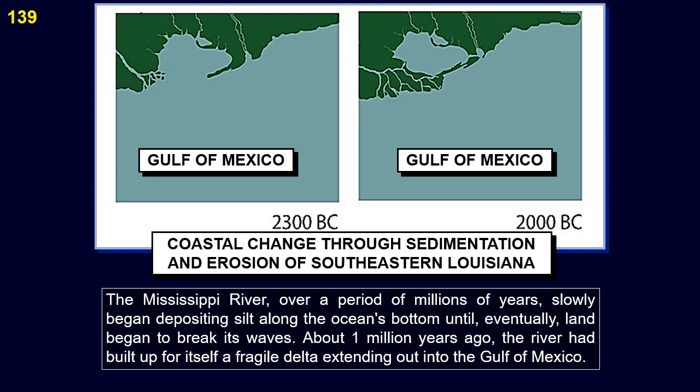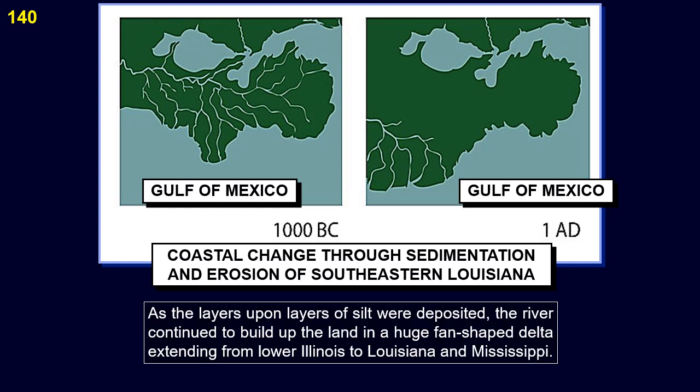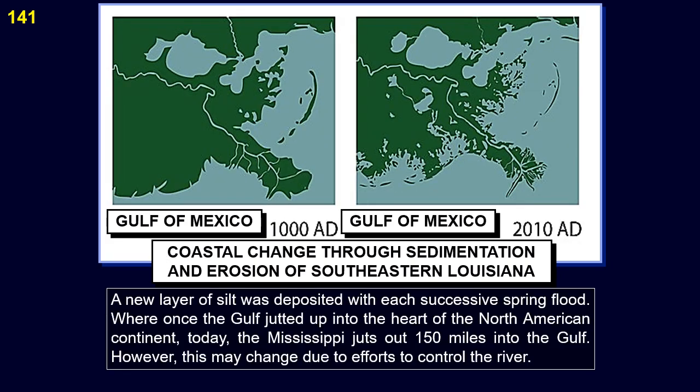About 1 million years ago, the river had built up for itself a fragile delta extending out into the Gulf of Mexico. As the layers upon layers of silt were deposited, the river continued to build up the land in a huge fan-shaped delta extending from Lower Illinois to Louisiana and Mississippi. A new layer of silt was deposited with each successive spring flood, where once the Gulf jutted up into the heart of the North American continent. Today the Mississippi juts out 150 miles into the Gulf. However, this may change due to efforts to control the river.